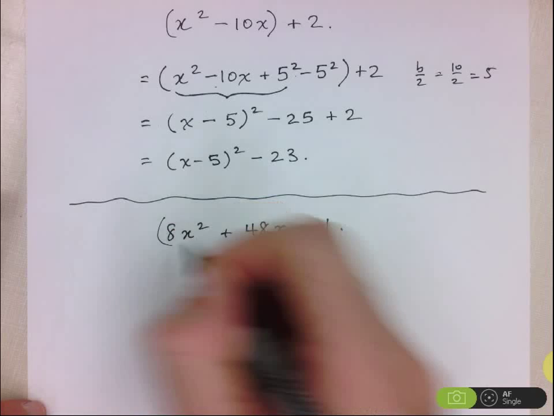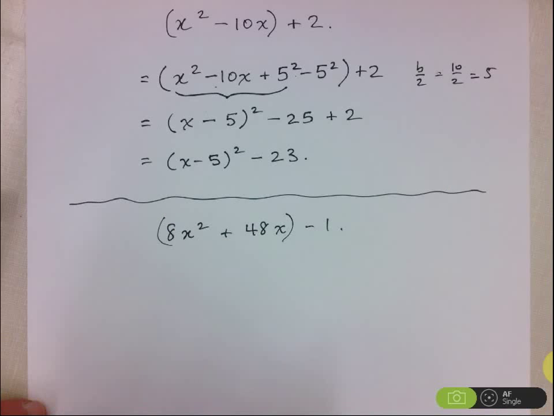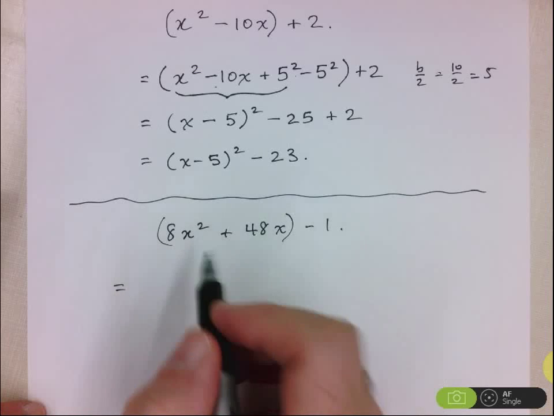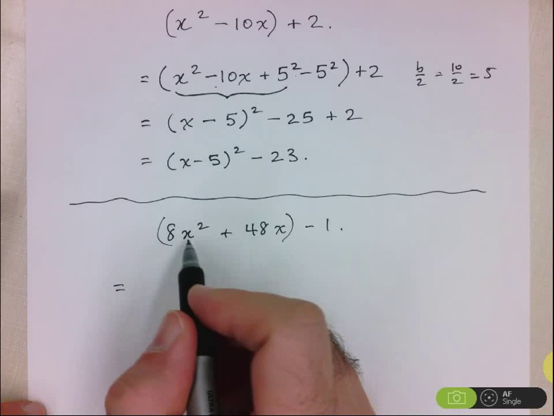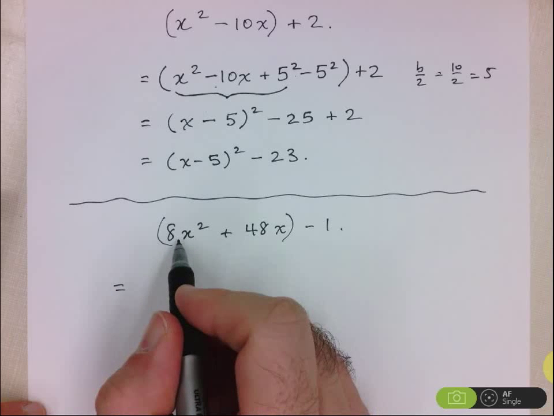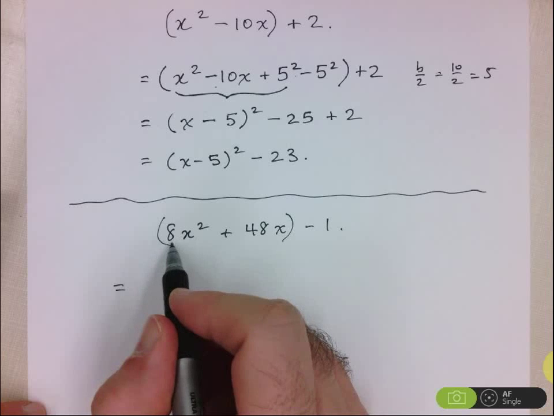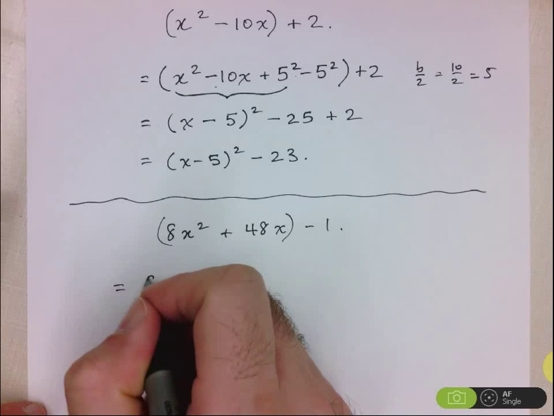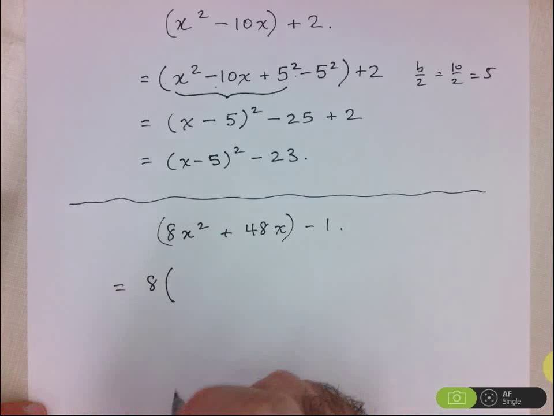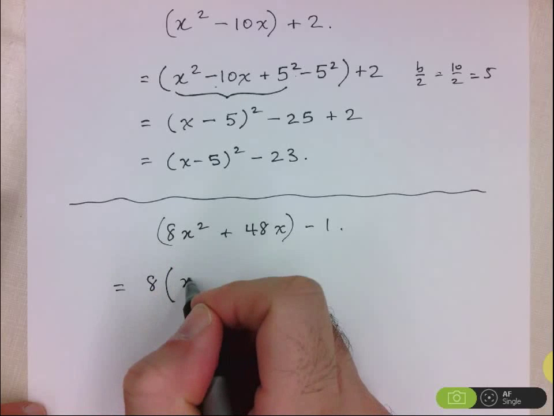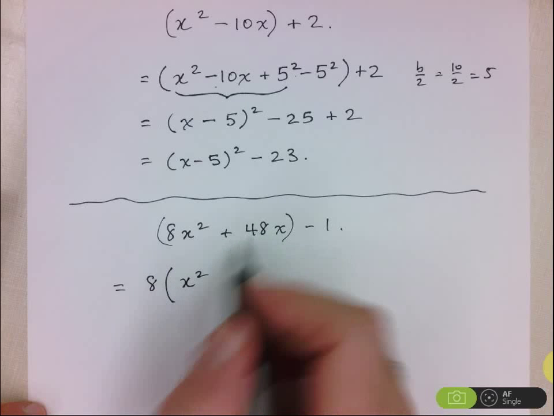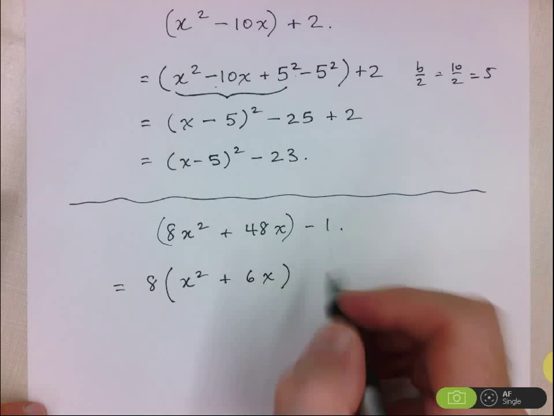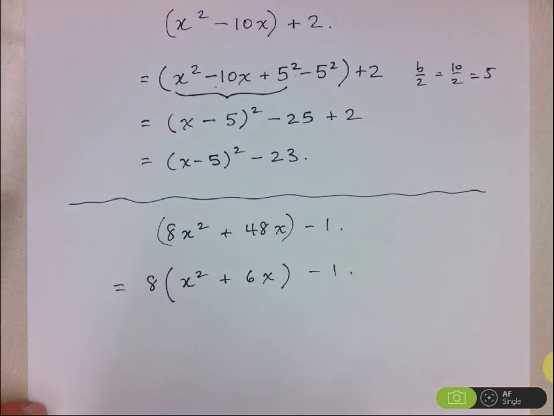We still start, step 1 is still grouping together the first two terms. This is the extra step though, is I'd like in my bracket to have a equals 1. So the way to achieve that is to factor out whatever number is in front of the x squared. In this case it's 8. Okay, so I'm going to factor out the 8, and what are we left with? We're left with x squared, and here 48 divided by 8 is 6, so we're left with plus 6x, and then of course we still have the minus 1, which we'll deal with later.